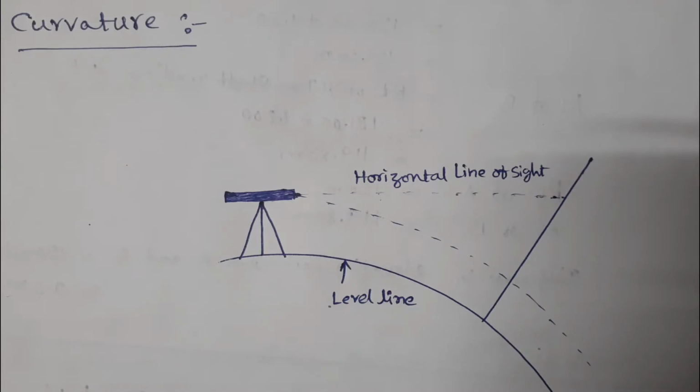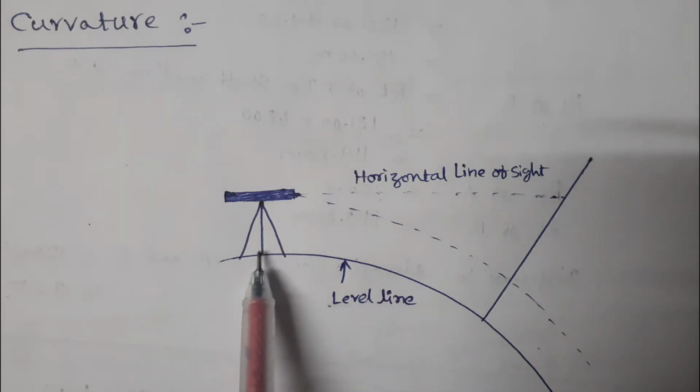Curvature and refraction. The surface of the earth is not a plane surface, but it is a curved surface. See this figure, this is a level line. Any line lying on the level surface is known as a level line. We know the level line or level surface is parallel to the mean spheroidal shape of its surface.